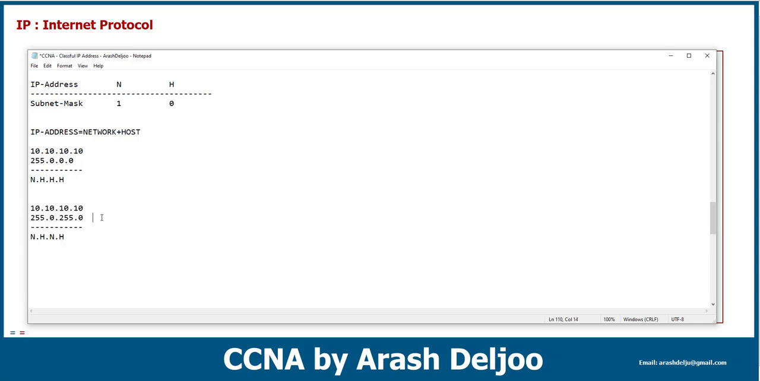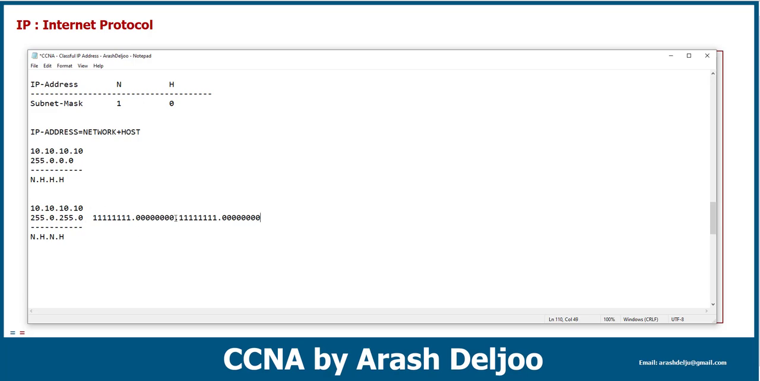You know that the binary equivalent of this value is, let me write here: quad 1 means 1111, then quad 0 means 0000, again quad 1, and then 0000 0000.